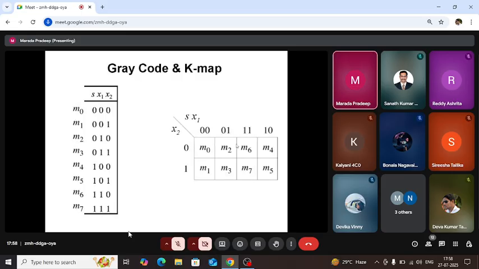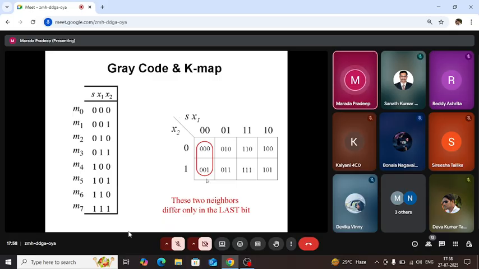Here it's 0 0 0 1. Next, actually 1 0 came, but I wrote 1 1 because it follows adjacency. Because of following adjacency, we can design it like this. See, 0 0 0. Next, 0 0 1, 0 1 0, 0 1 1.